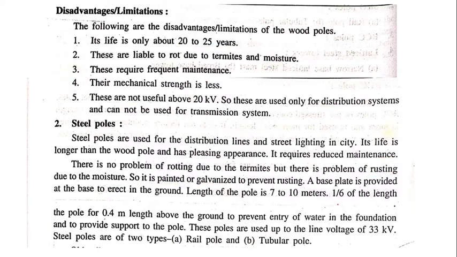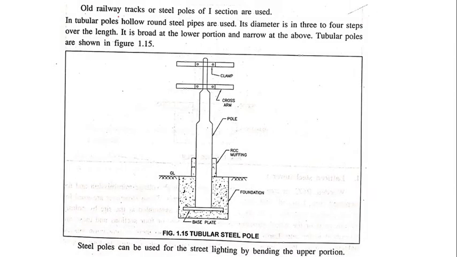Okay, now next one, that is railway tracks or steel poles, because we normally see the steel poles are I-shaped in rail tracks. Okay, I think you have normally seen that tubular steel pole at the site of railway stations. In tubular pole, hollow round steel pipes are used. Its diameter is 3 to 4 steps over the lands.